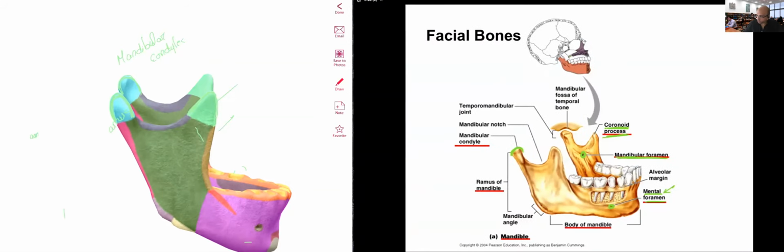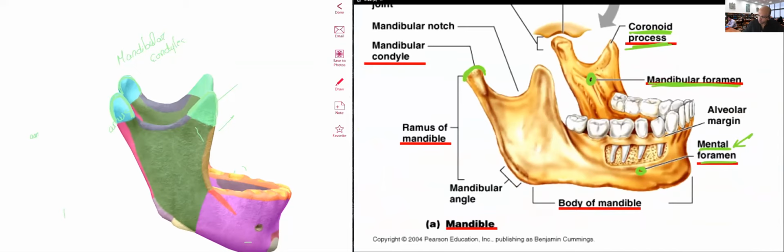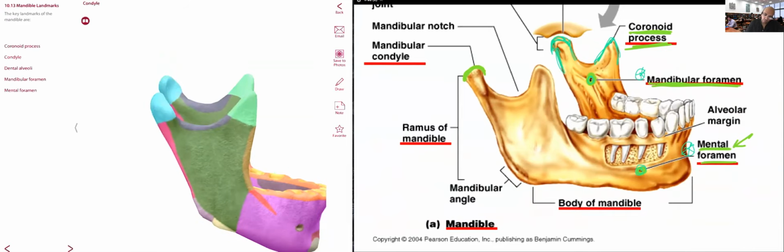So again, what we're looking at in here, this is my mandibular process, and here is my mandibular condyle. This is my coronoid process. On the inside of the ramus, I have my mandibular foramen. On the outside, this is my mental foramen. Questions.